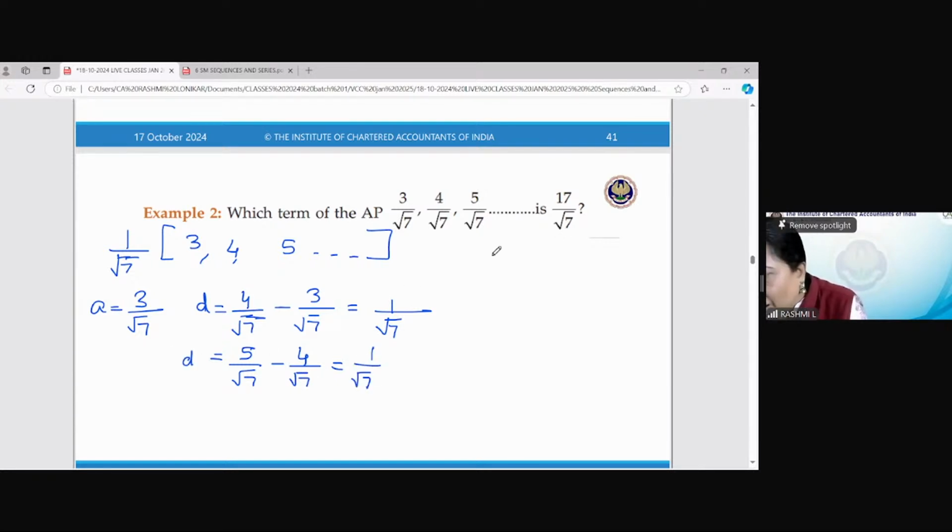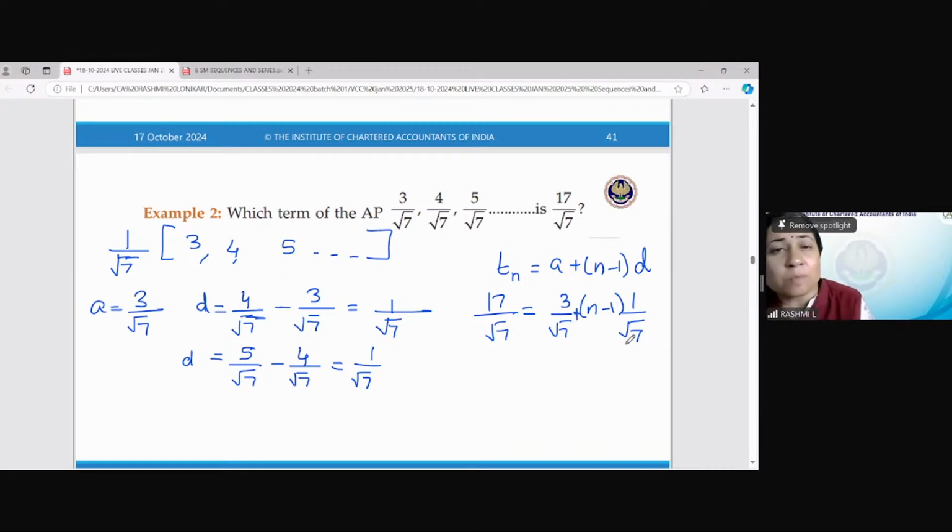मेरा A भी आ गया, D भी आ गया। अभी Tn is equal to A plus n-1 into D. अभी ये n ही पूछ रहे हैं ना, तो 17/√7 is equal to A कितना है मेरा? 3/√7। n-1 मुझे मालूम नहीं, D कितना है? 1/√7। अब आप देख रहे हैं तीनों टर्म्स जो है प्लस के डिनोमिनेटर में √7 है, तो उसको निकाल देंगे बिकॉज इट इज कॉमन इन ऑल द टर्म्स। हाँ, ऐसा नहीं है दो टर्म्स में है तीसरे में नहीं है तो नहीं करेंगे, फिर LCM लेंगे। ओके, when the denominators are same for all the terms, then only we can remove it. If not, we will take the LCM. In this case, √7 is common, so this is 17 is equal to 3 plus n-1 into D.